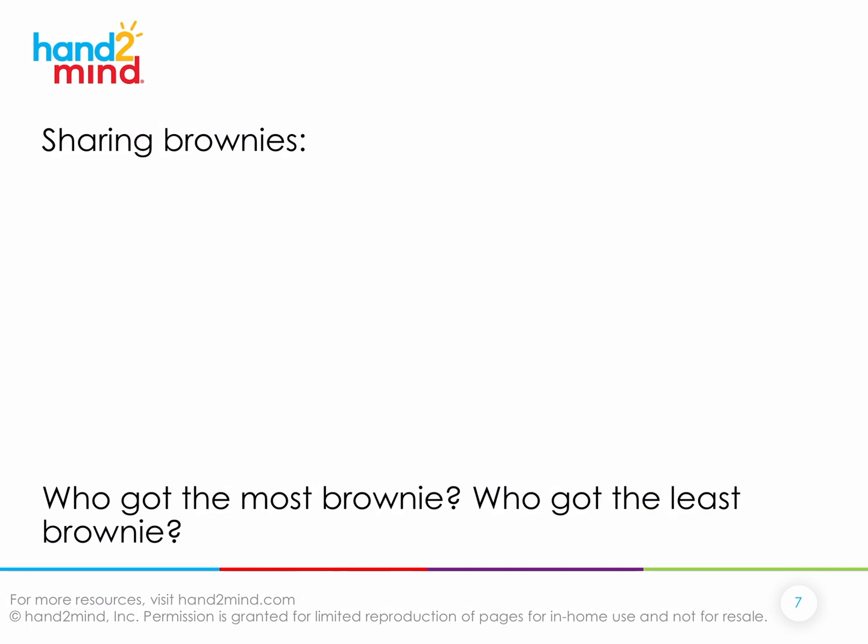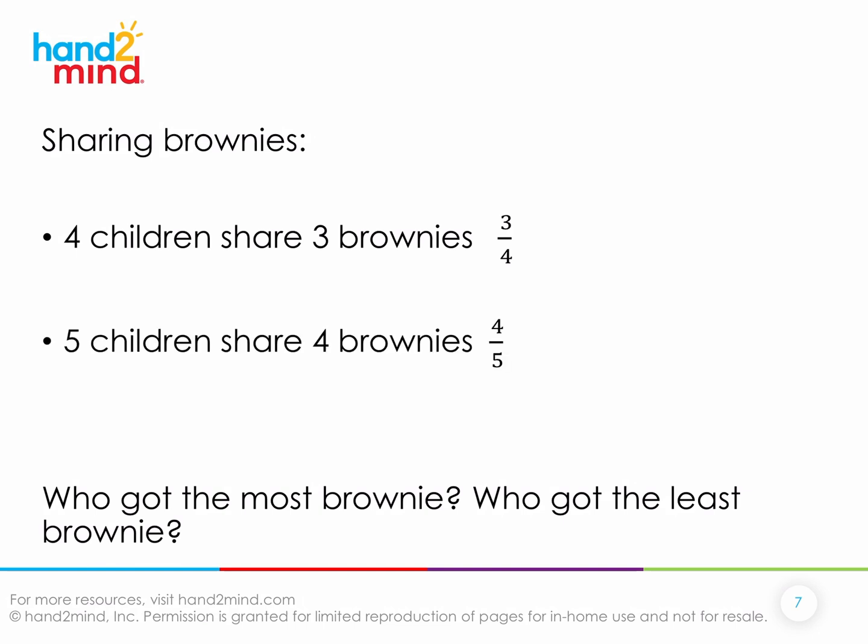So we know that 4 children share 3 brownies, they're getting 3/4 of a brownie. 5 children share 4 brownies, they're getting 4/5 of a brownie. 8 children share 7 brownies, they're getting 7/8 of a brownie. So what I want you to do right now is think and reason about these fractions, because that's what we're doing today. We're using what we know in situations that can help us.